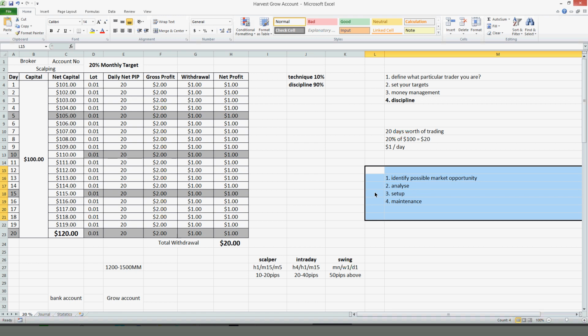So first of all, we need to identify possible market opportunity. Let's just say I'm a trader and tomorrow is Monday. You need to make sure that you've already done your homework before the trading day. You need to be able to project where the market is going, and decide what happens when the market reaches your zones of selling or buying. I will try to do that in this session.